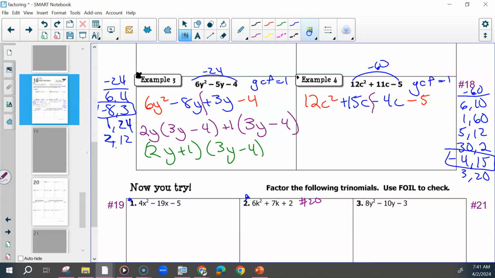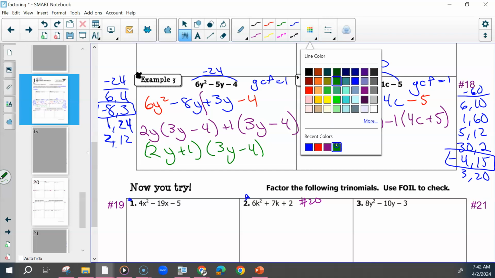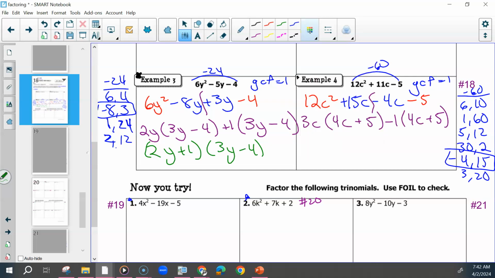What would these two have in common? C. C and 3. Right? We divide that out. What's left? 4c plus 5. What did we divide out of the last two? Positive 1? Negative 1. To get us that positive 4c plus 5. And then our final two factors? 3c minus 1 and 4c plus 5.